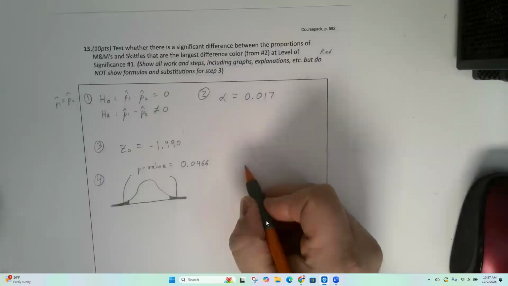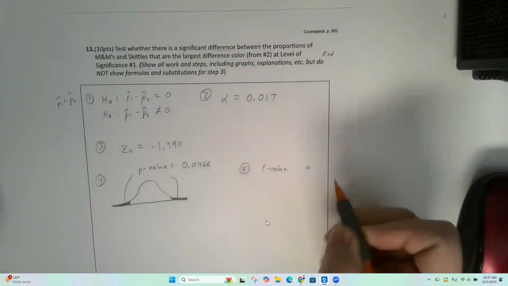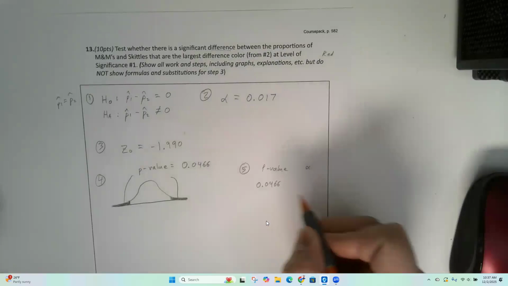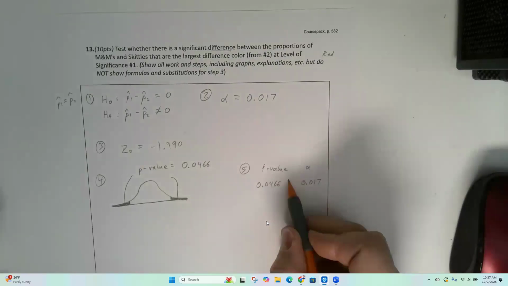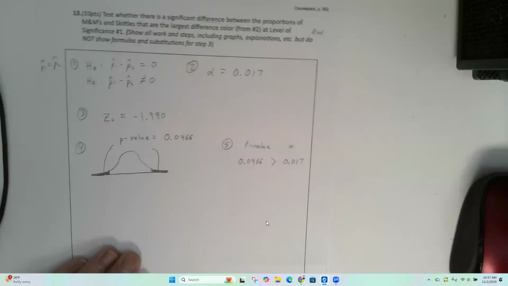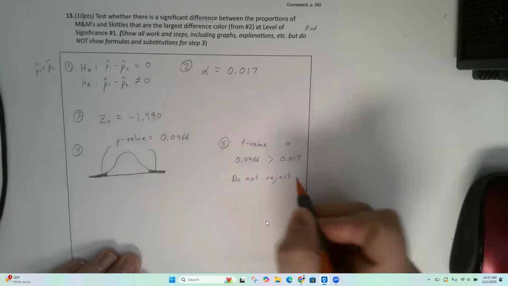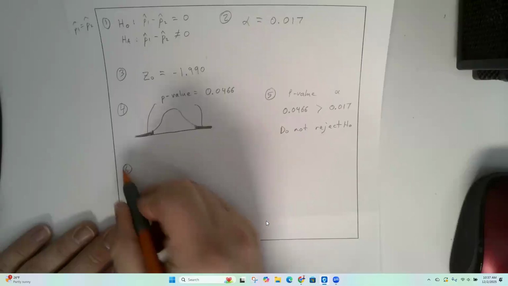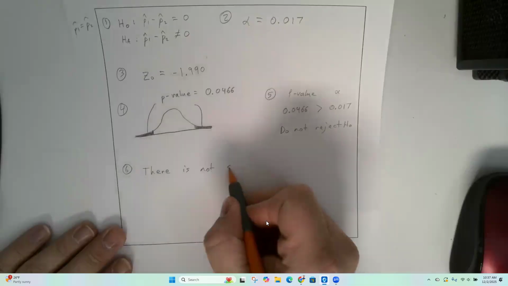Step 5, we're going to compare our p-value and our alpha. If your p-value is less than alpha, you reject it. So do not reject our null hypothesis. Step 6, state the conclusion. There is not sufficient evidence.